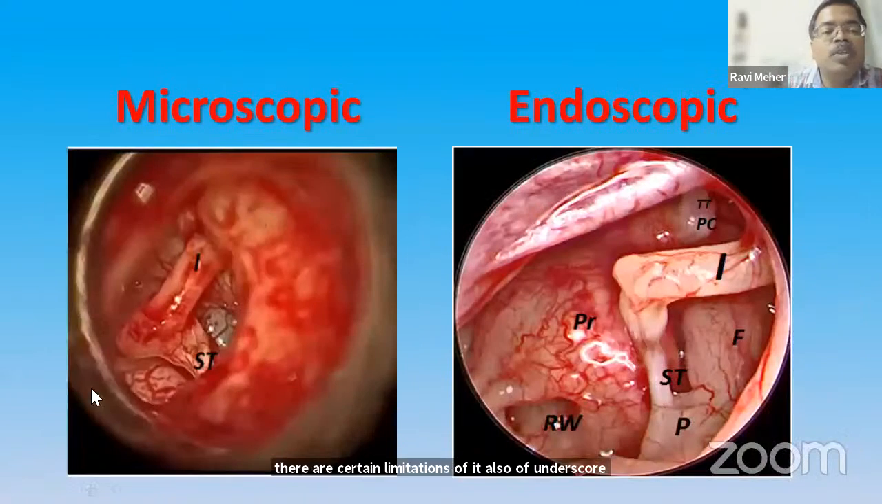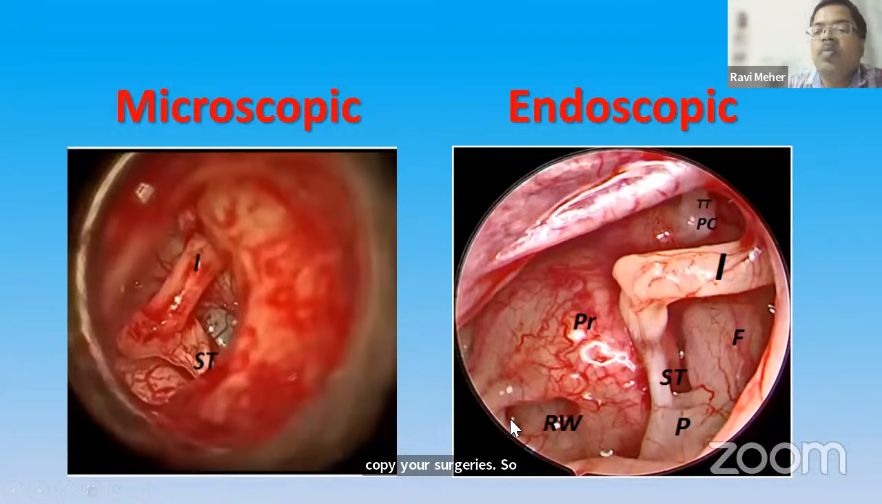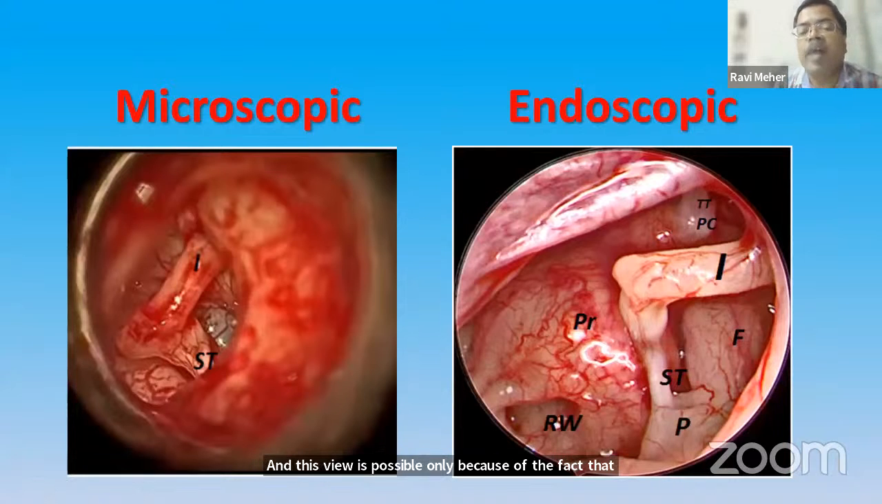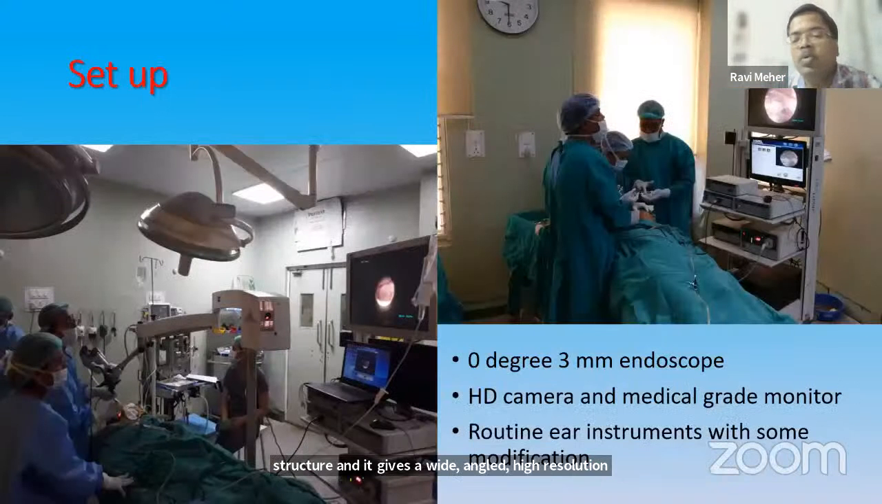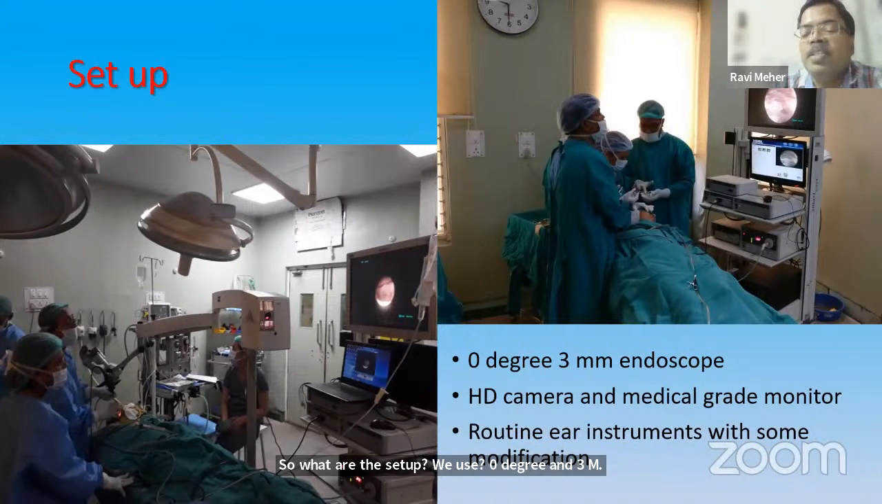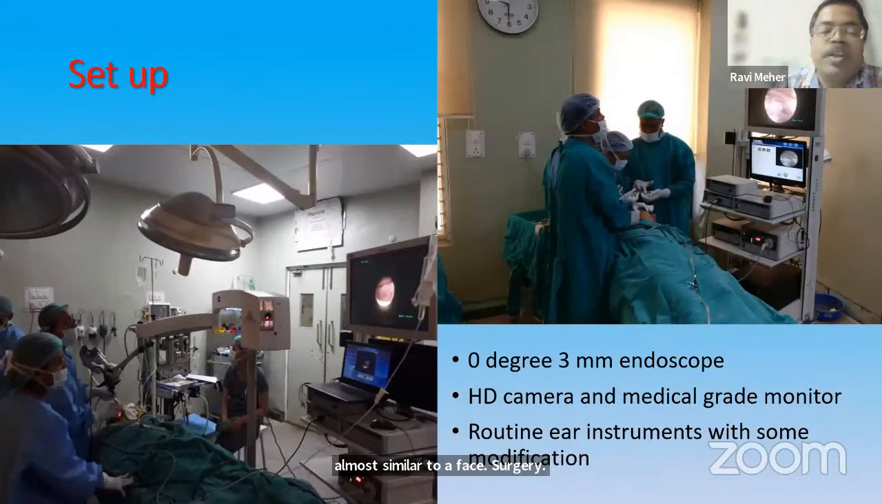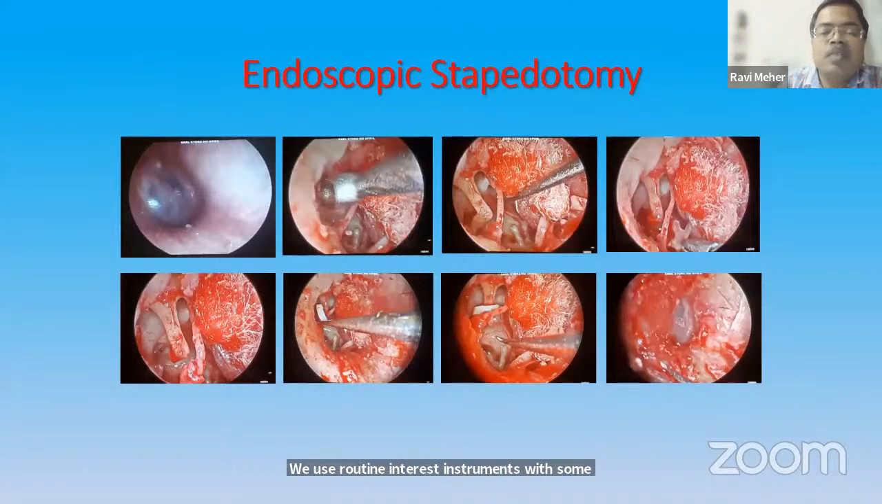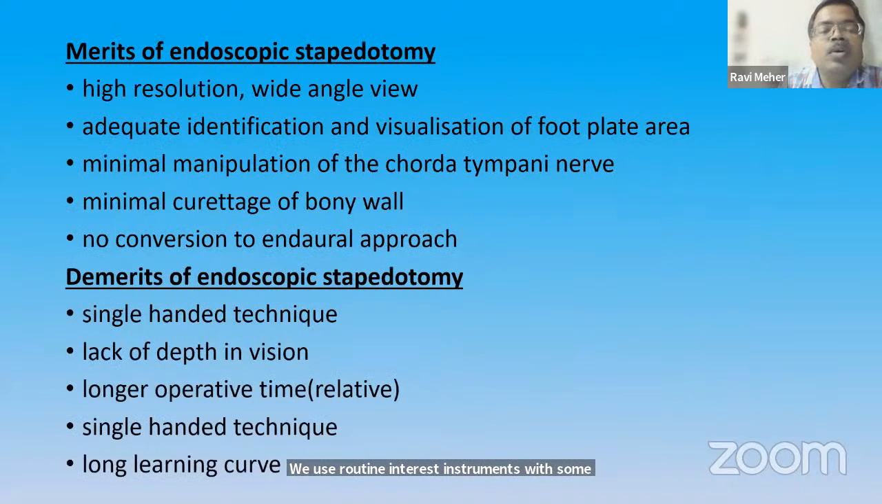This is a view which is seen on the microscope, and this is a view which is seen on the endoscope. This view is possible only because the tip of the endoscope can be taken close to the structure, and it gives you a wide angled, high resolution view. So what is the setup? We use a 0 degree, 3 mm endoscope. We use HD. All this setup is almost similar to an FESS surgery. We use routine instruments with some modifications. I will not go into the steps because we have a video.